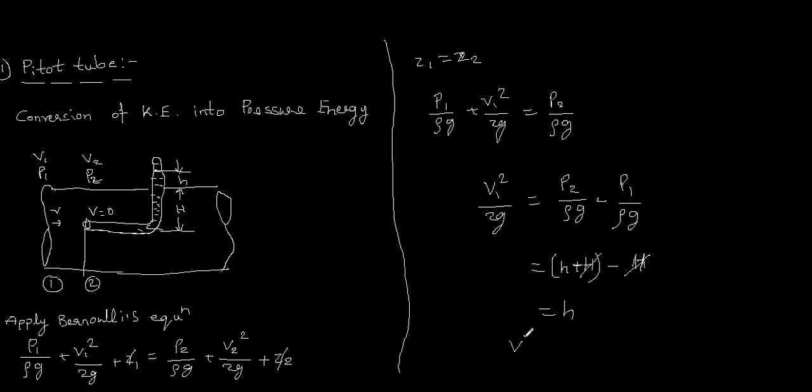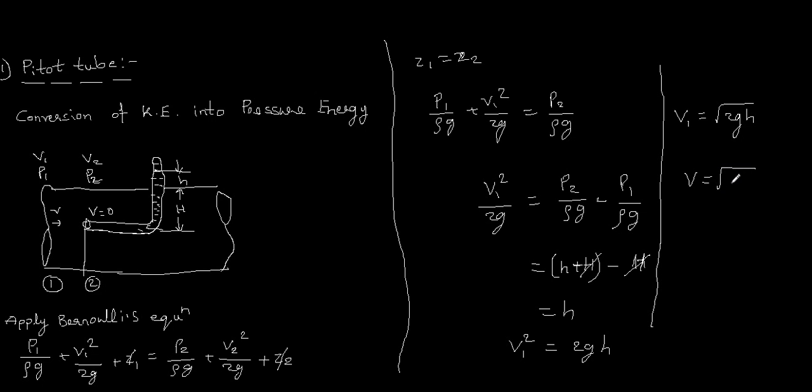So V1 square, that is V only, not V2, is equal to 2gh. Finally, we can write V1 is equal to the square root of 2gh. V1 is automatically V, so we can write V is equal to root 2gh, which will give you the theoretical velocity.